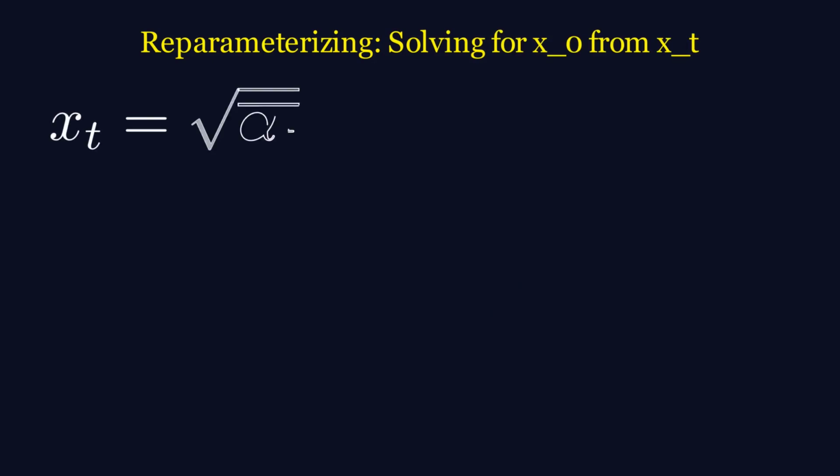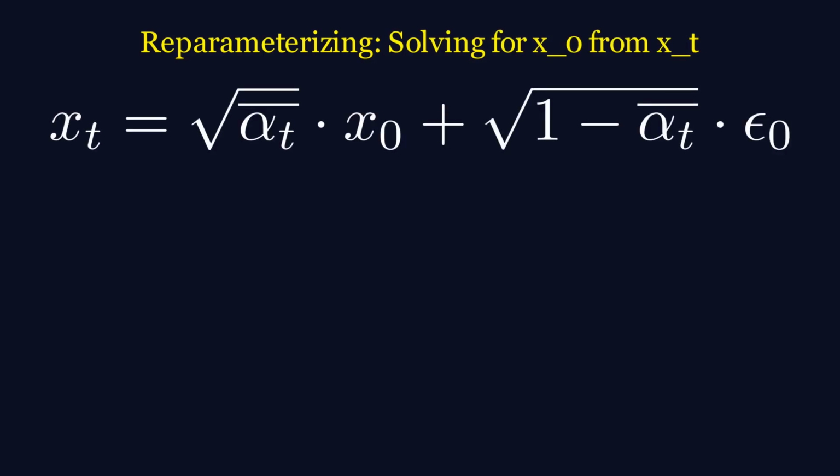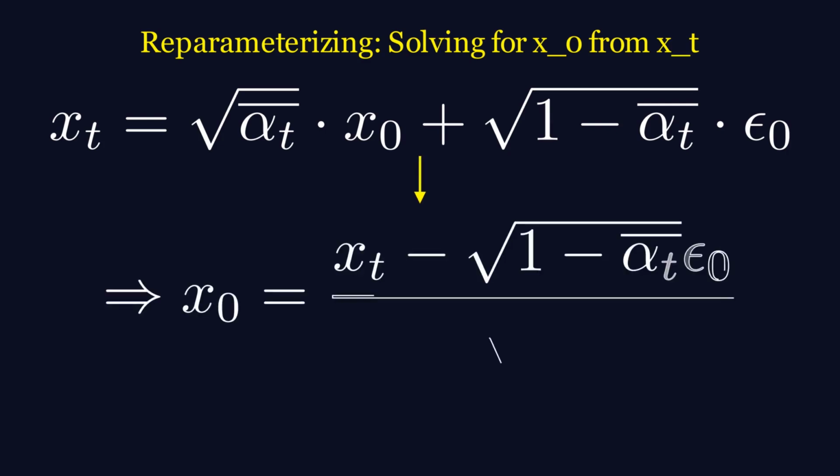Previously, when defining forward diffusion, we had come up with the formulation that xt equals root of alpha t bar into x naught plus root of 1 minus alpha t bar into epsilon naught. Flipping this means that x naught becomes a ratio of xt minus root of 1 minus alpha t bar into epsilon naught, divided by root of alpha t bar. We substitute this expression for x naught into our mean formula.